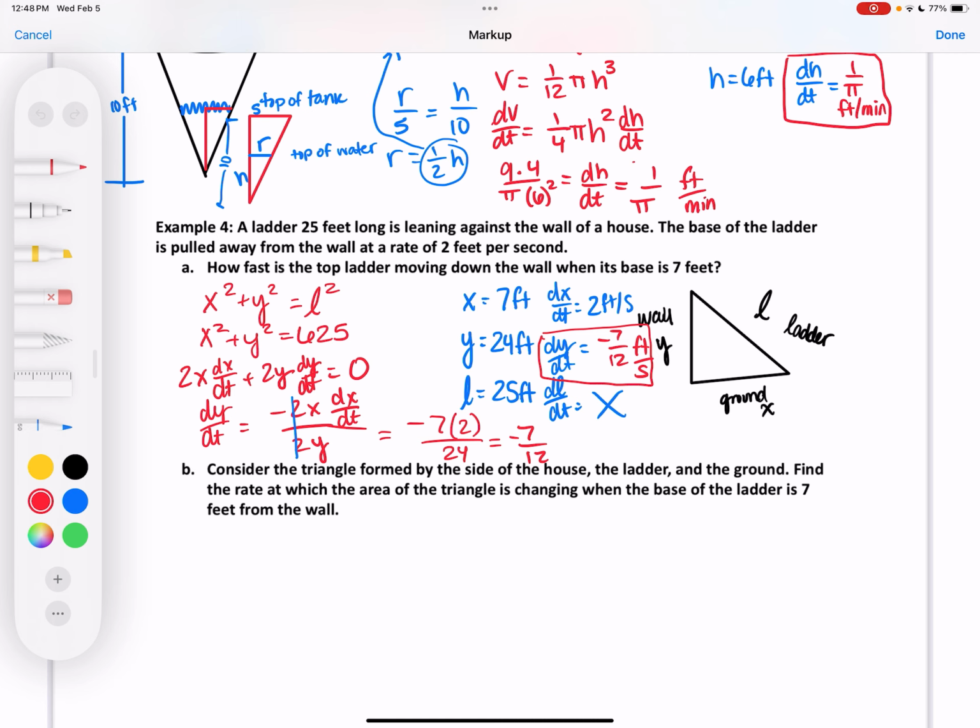And so this one was how fast is the top of the ladder moving down the wall when the base is essentially 7 feet away. So this is 7 down here. So the way I always set up is I figure out what variables I have and then the derivatives of each of them.